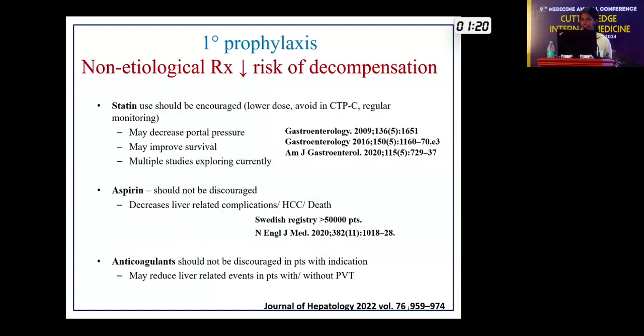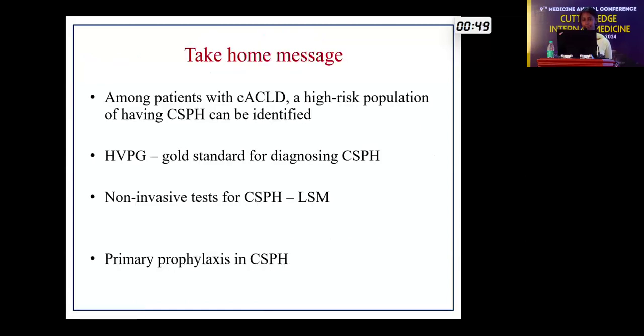Now, these are other drugs which I've just put out. There are not too many studies, but a few things. One is statins. Simvastatin has been shown that it may decrease portal pressure. Again, we need more data for this, but if a patient is on statins, low dose statins should be okay. Aspirin should not be discouraged. There are a few studies which have shown that it may decrease liver-related complications. If there is an indication for giving anticoagulants, again, it should not be discouraged. It may reduce liver-related events.